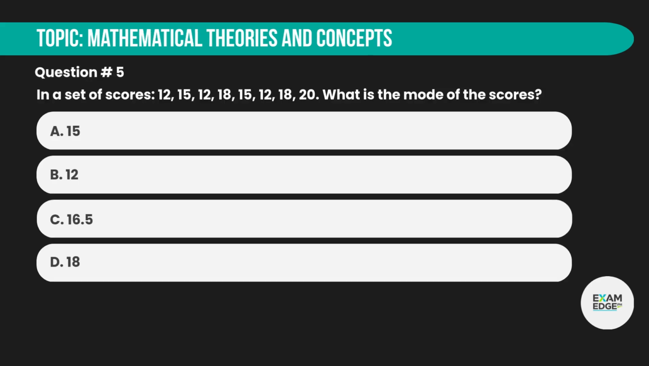Question number 5. In a set of scores, 12, 15, 12, 18, 15, 12, 18, 20. What is the mode of the scores? A. 15, B. 12, C. 16.5, D. 18.